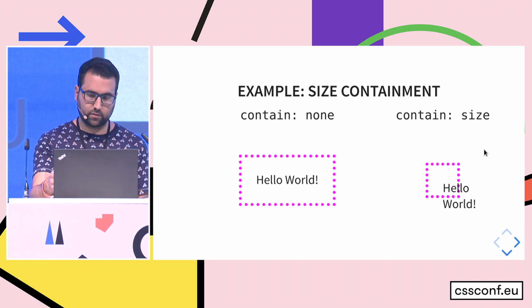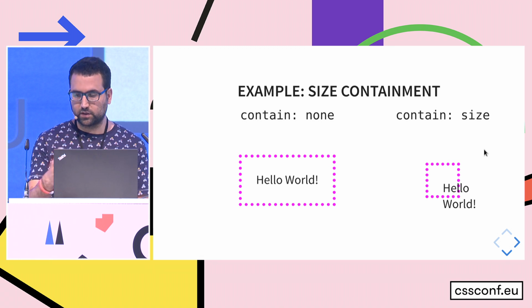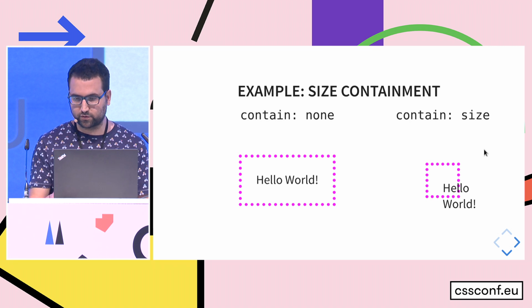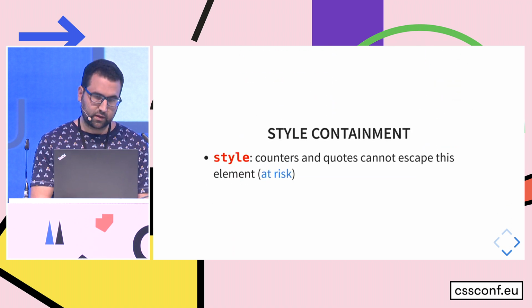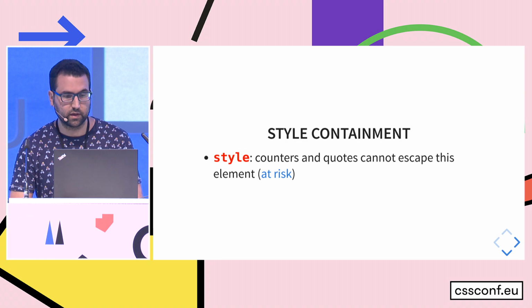The thing is that when you combine this with the other ones, the browser can say, OK, I know for sure that nothing is going to change outside, and even the size is not going to affect anything outside, and all that. And then the last one is style containment.